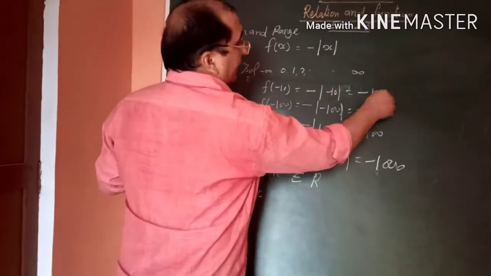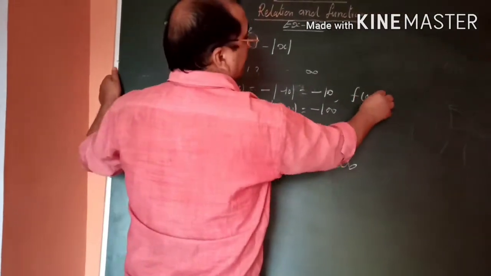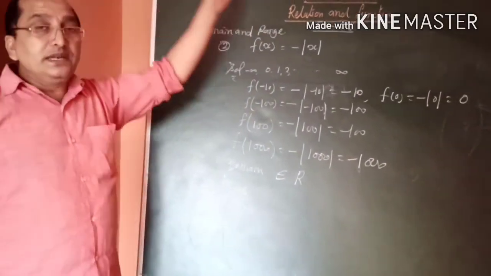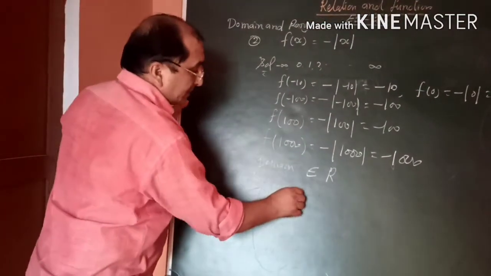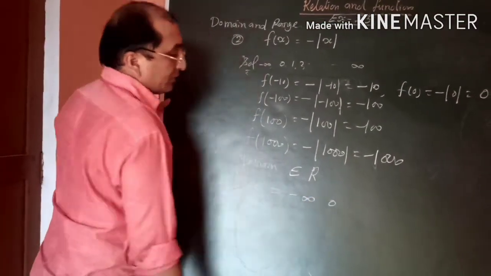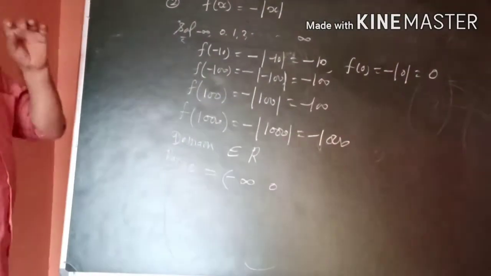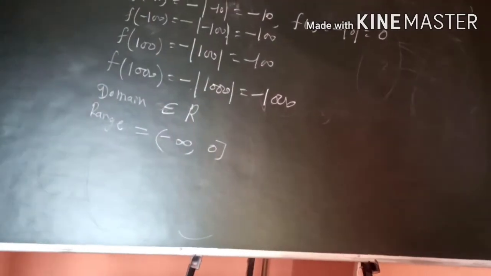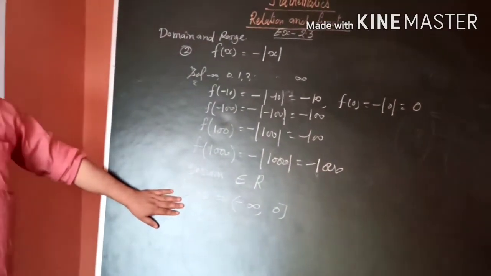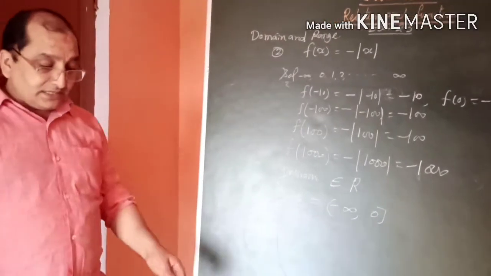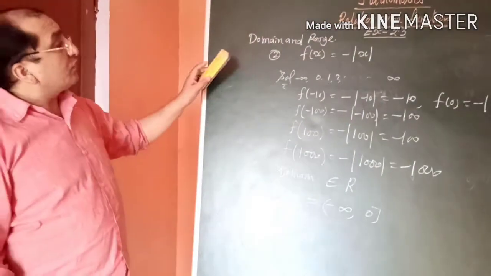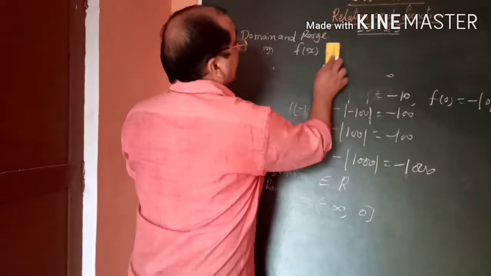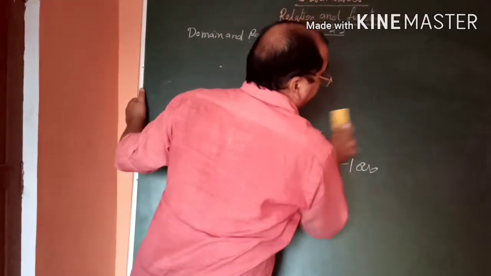suppose we put f of x with x equal to 0. It means minus mod of 0, which is 0, will come, and all the rest will be negative numbers. Hence the range must be minus infinity to 0, with minus infinity always kept in a small bracket and 0 in a closed bracket. So its range will come in this manner. Finding the domain and range is most important, and many questions have been given in your books as well as in other books.